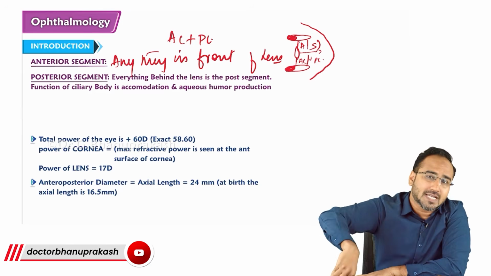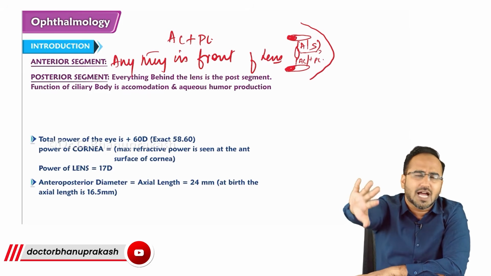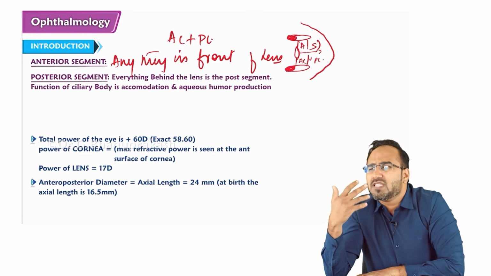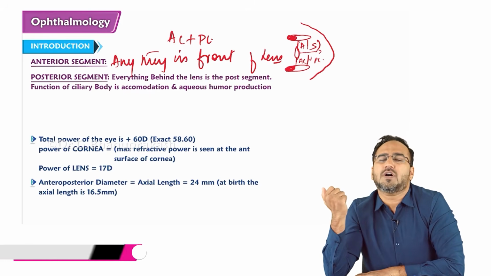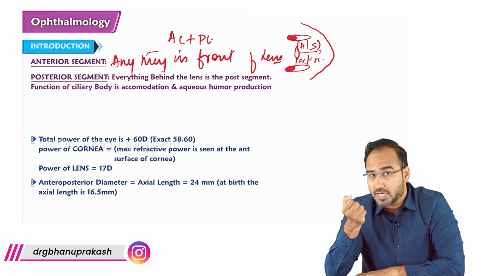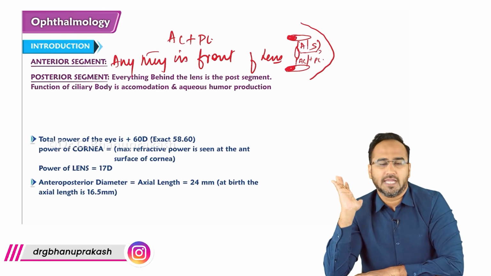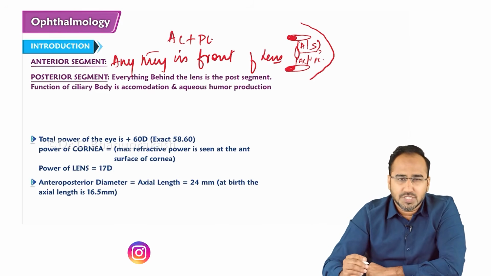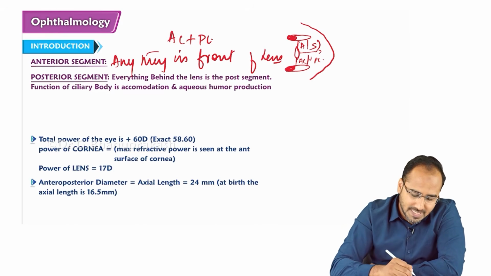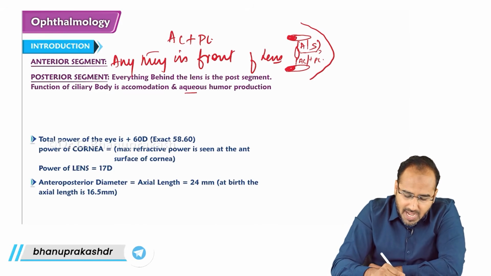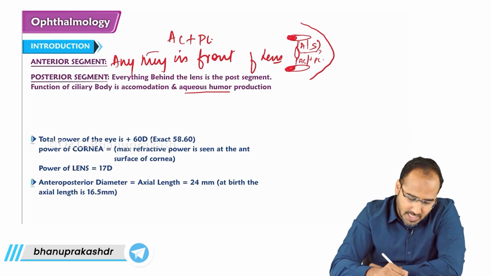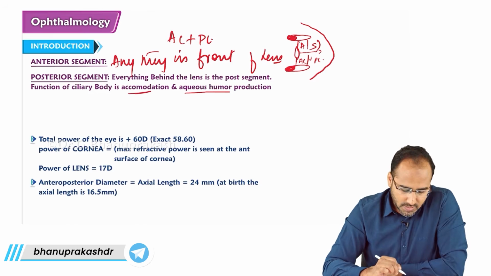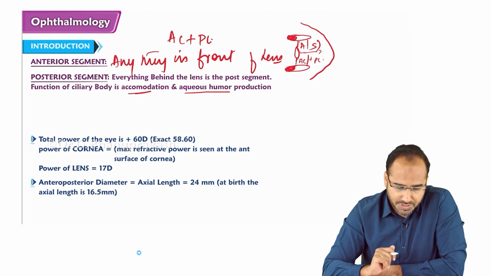Remember, guys, ciliary muscles help in accommodation. But the most important structure, without which accommodation or near vision is not possible, is the lens. The lens is the most important thing that undergoes accommodation in our eye. We are still talking about accommodation. I told you the function of the ciliary body: aqueous humor production and vitreous humor production. So now we have discussed the anterior segment and the posterior segment of the eye.